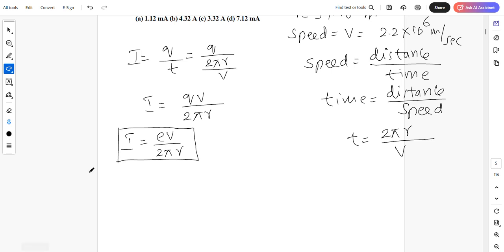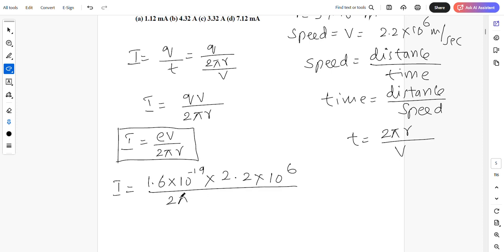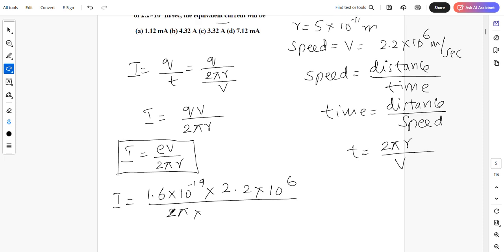Now let us substitute the values. I is equal to e, and we know the charge of an electron is 1.6 into 10 to the power of minus 19. V they have given as 2.2 into 10 to the power of 6, divided by 2 pi into the radius. How much have they given the radius? 5 into 10 to the power of minus 11.